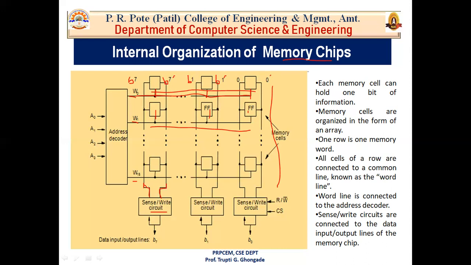These two bit lines are connected to a sense write circuit through the bit lines B7 and B7 dash. That means one bit line is the complement of the other one.